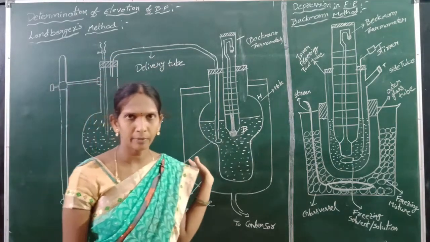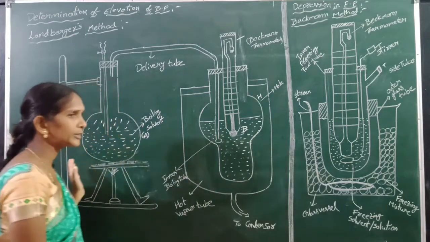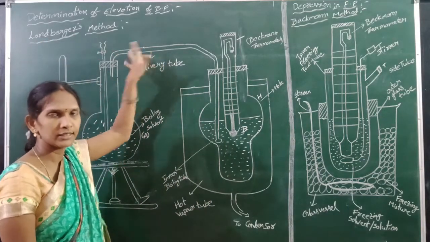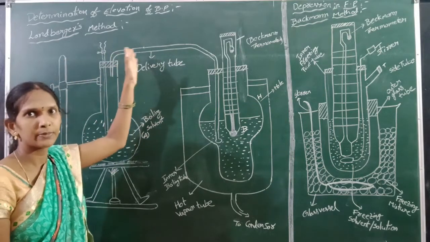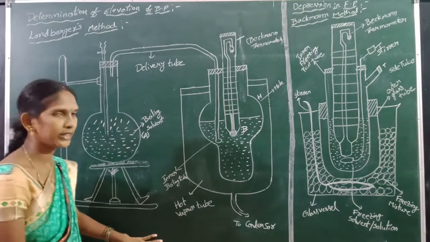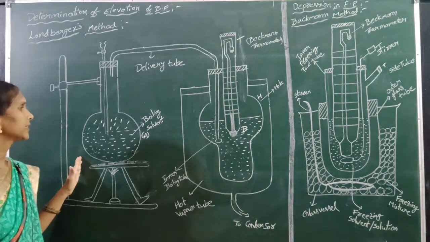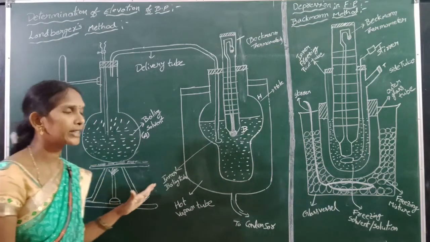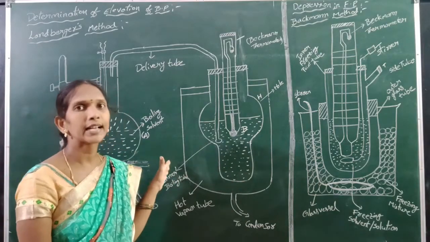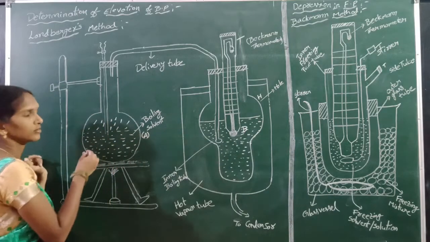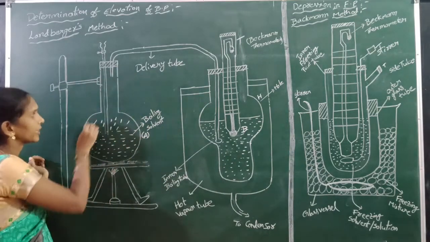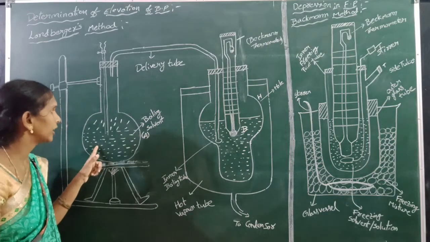This is the experimental method known as Landsberger's method. In this method, the apparatus consists of, first, a boiling flask.